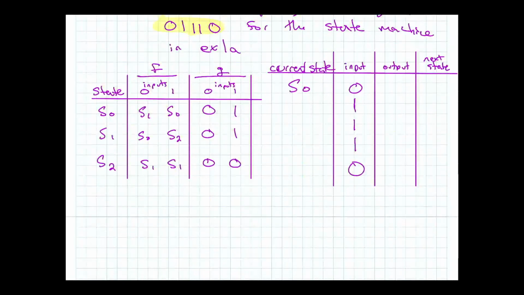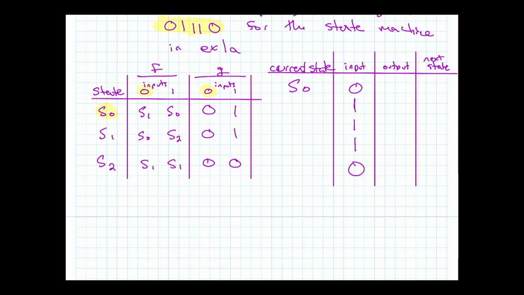All right, so let's try it. If you're in the current state of S0 and the input is 0, what happens? You know that you are in current state S0, current input 0, so you look here and here. What is your output and what is your next state?